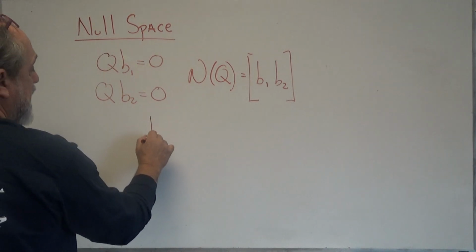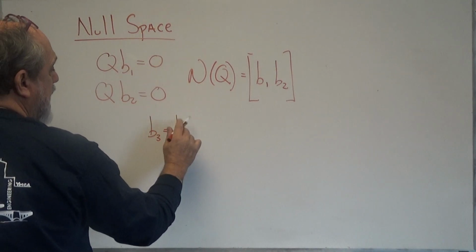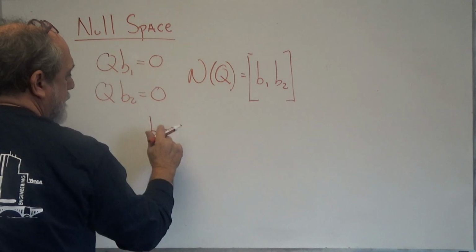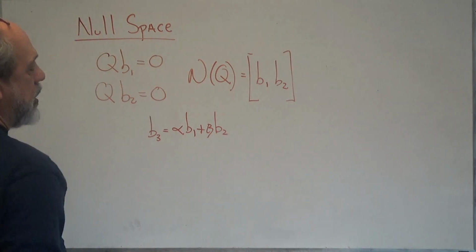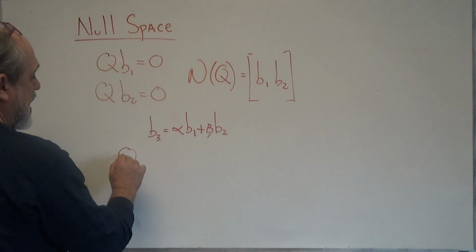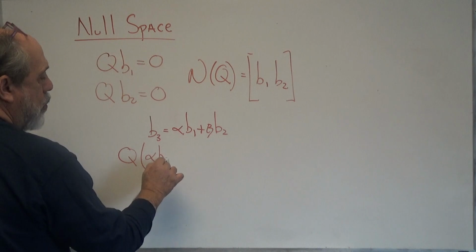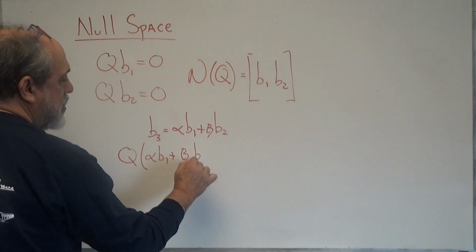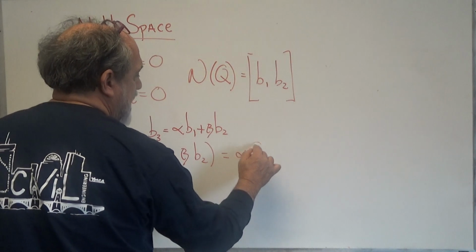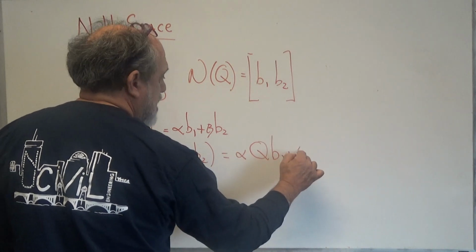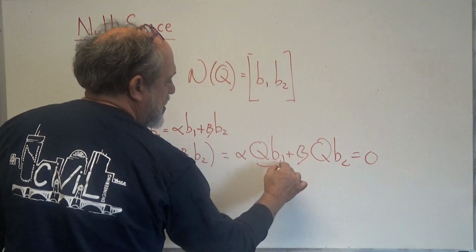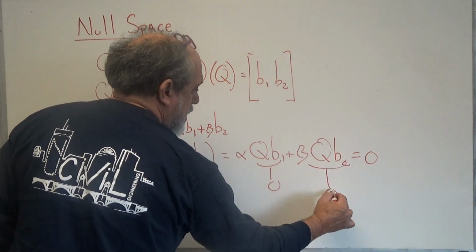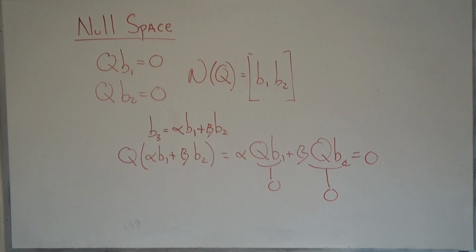For example, B3 equals alpha B1 plus beta B2 is obviously also in the null space, right? Since this would be Q times alpha B1 plus beta B2, which is equal to alpha times Q B1 plus beta times Q B2, and that is 0, since that is 0 and that is 0, right? Therefore, we have the null space.